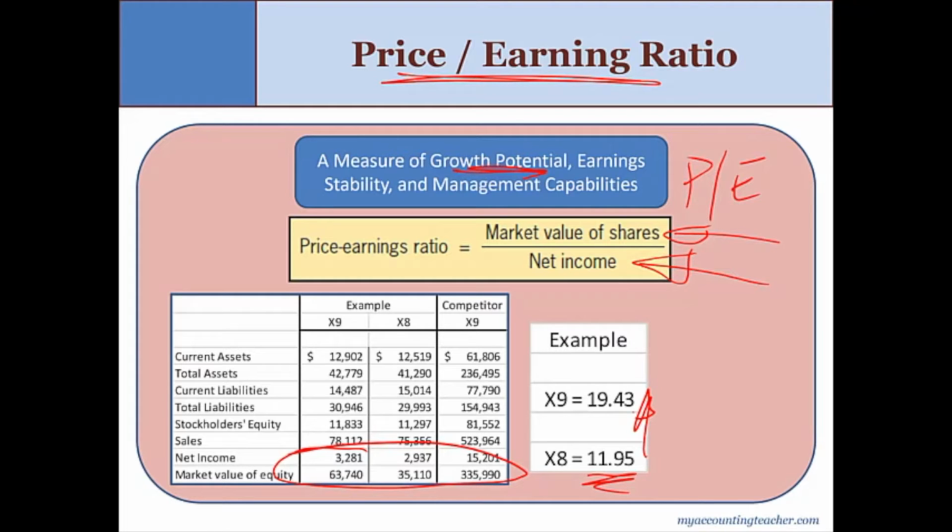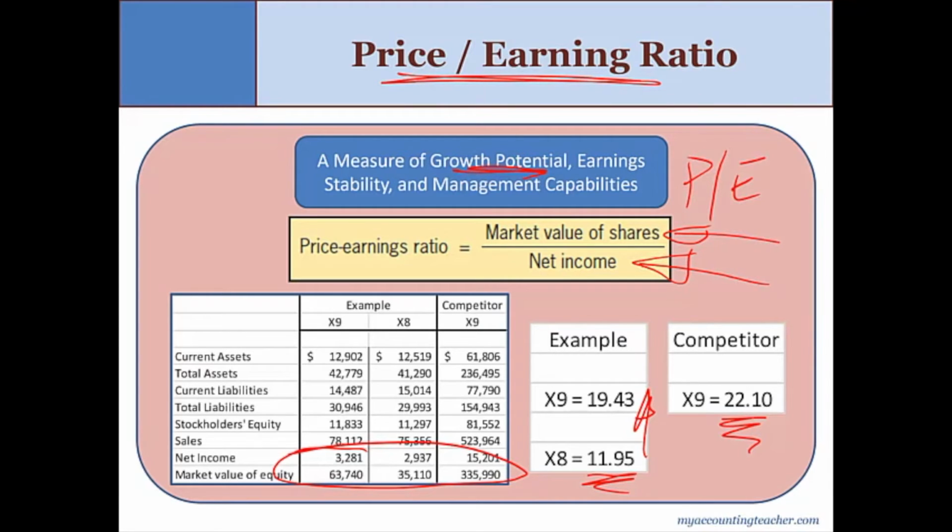How's our competitor doing? 22 times. So their PE ratio is higher than the example company here. The market looks at a dollar's worth of their earnings and says, we think the future's so bright for this company, we're going to value that dollar's worth of reported earnings 22 times when it comes to the future.